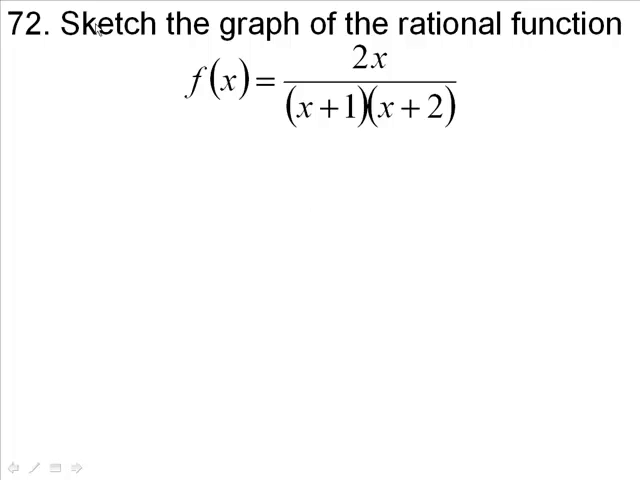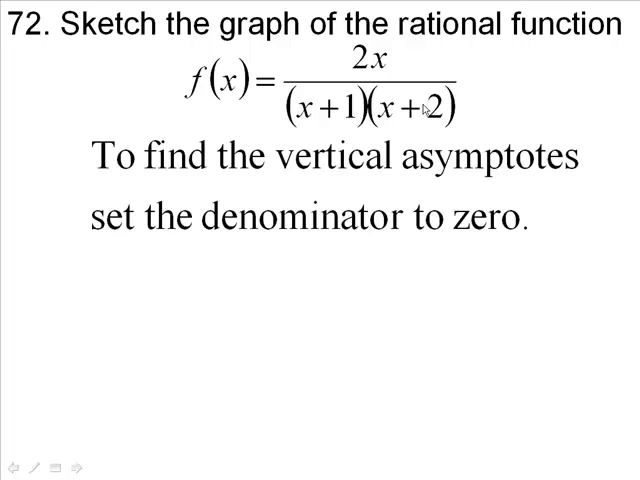Number 72, sketch the graph of the rational function. Well, the very first thing we're going to do is find the vertical asymptotes. We'll get that by setting the denominator equal to 0. And we don't care about the 2x right now. We're going to say x plus 1 times x plus 2 equals 0.